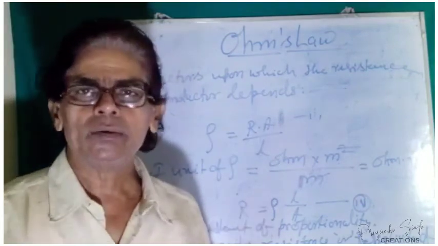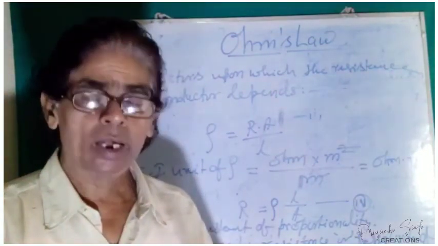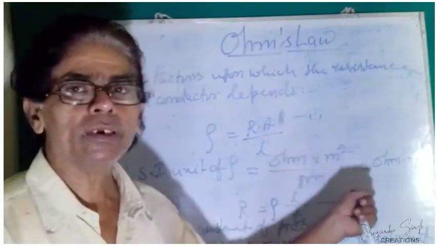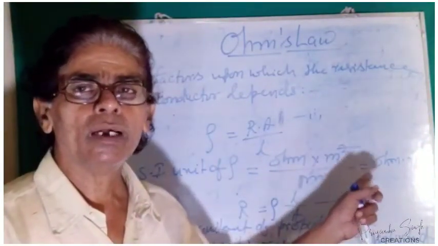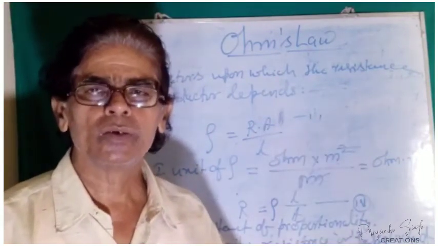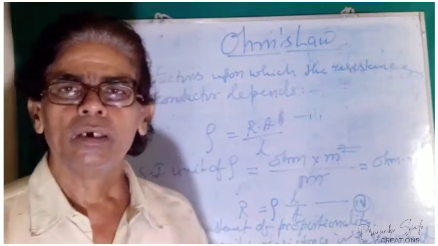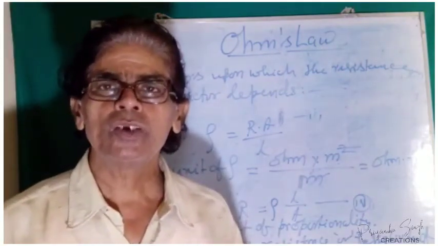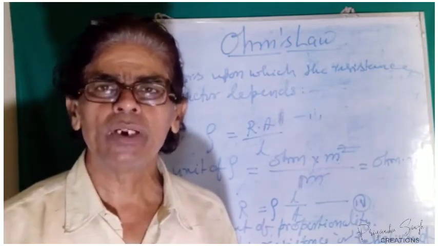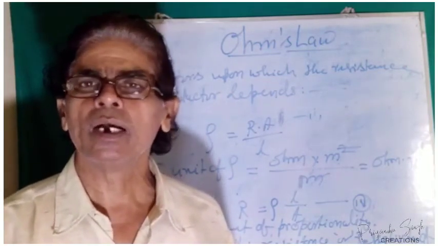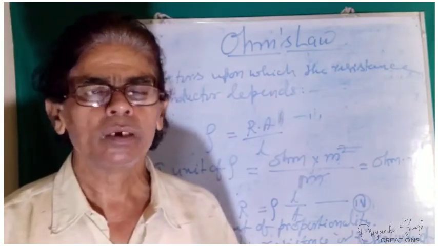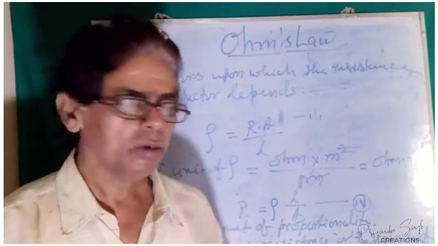Now the smaller the value of this resistivity, greater will be the ability of the resistor to conduct electricity. Means lower the value of resistivity, more is the conducting property of the material, means higher is its conductivity, means it can conduct the electricity through the conductor more easily.